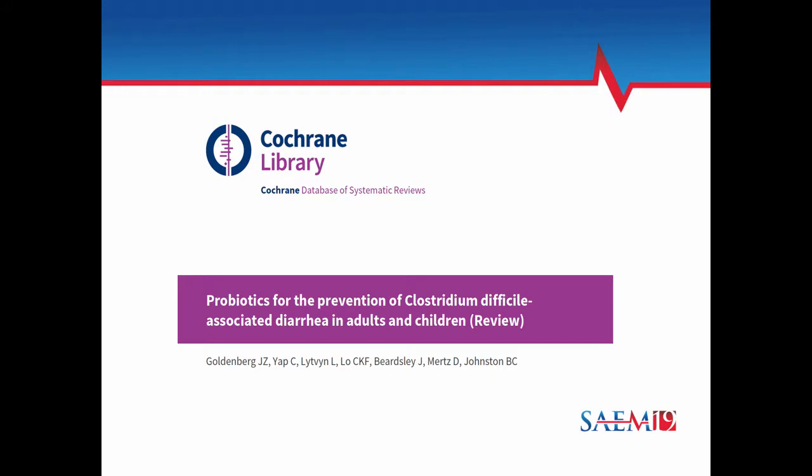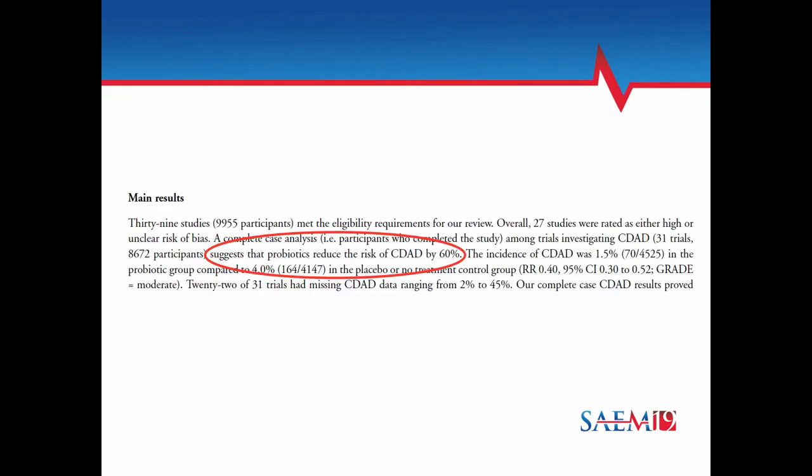This is a Cochrane review on probiotics for prevention of Clostridium difficile associated diarrhea in adults and children. So if you're putting someone on antibiotics, whether giving a probiotic concomitantly will reduce the risk of C. diff diarrhea. This is a really valid research question, and when you read the abstract, it says the data suggests that probiotics reduce the risk of CDAD by 60%. This is amazing, right? You should be giving this to every patient who you prescribe antibiotics to. 60% is a very good number.